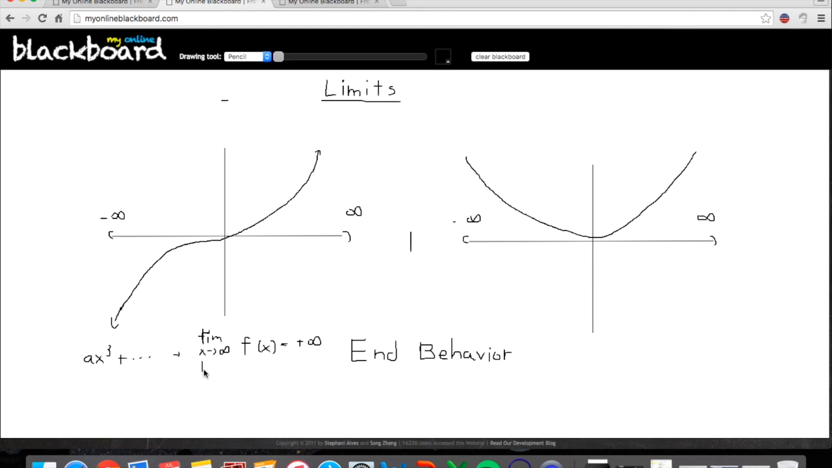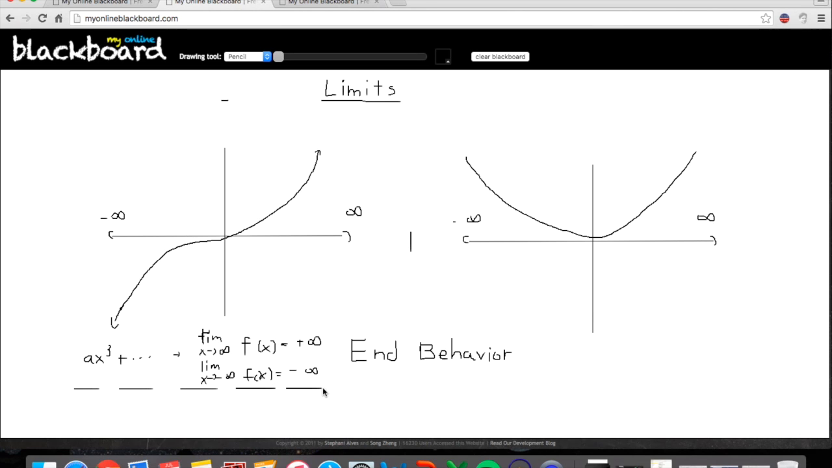Now, the limit, however, of f of x as x approaches negative infinity is actually quite the opposite, as you can see on the graph. So I'm going to quickly write this. F of x is actually equal to negative infinity. And as you can see, conceptually, as it goes backwards, it goes down and down and down forever.